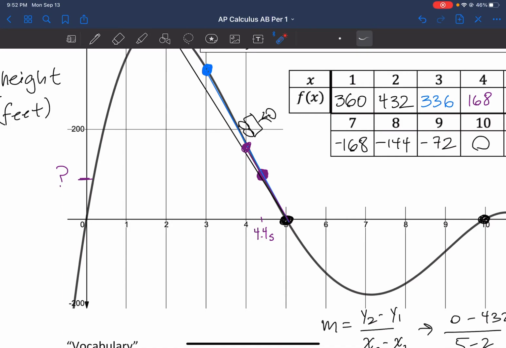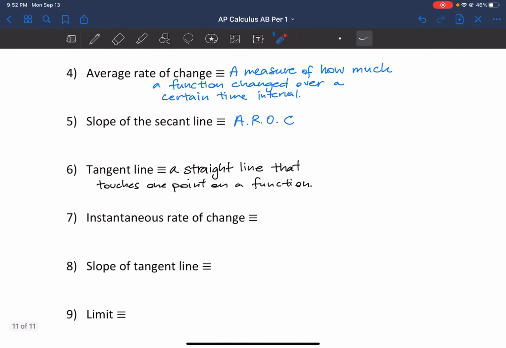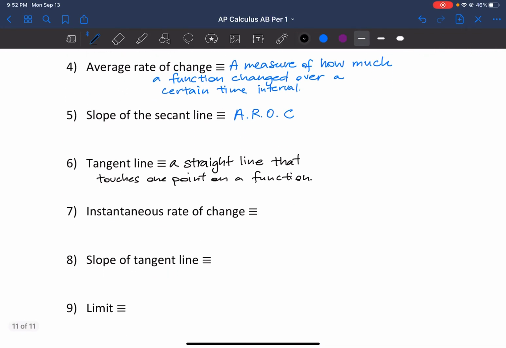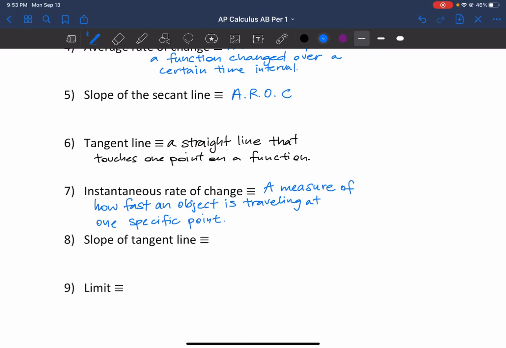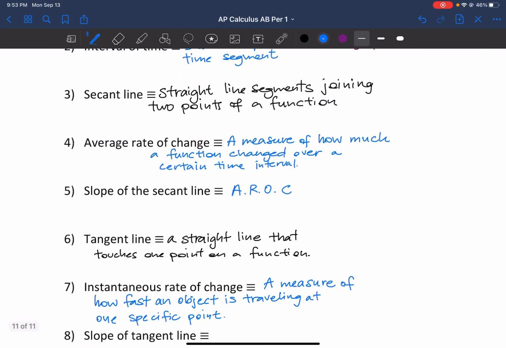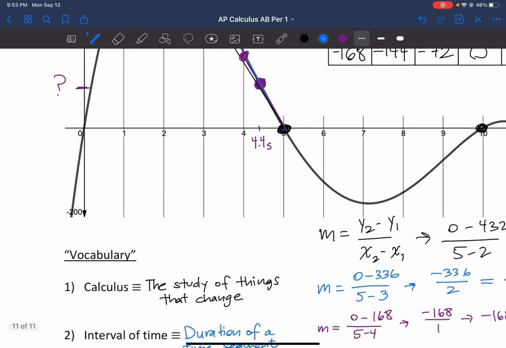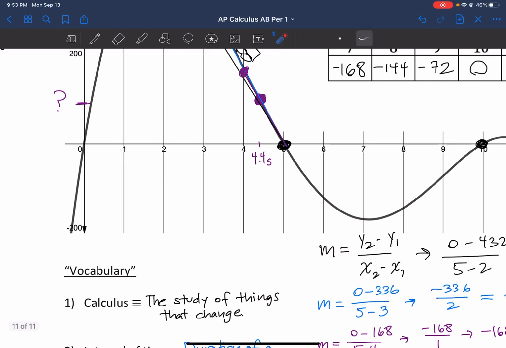Now, instantaneous rate of change is a measure of how fast an object is traveling at one specific point. A tangent line is a measure of how fast an object is traveling at one specific point. So in this case, I want to know the instantaneous rate of change when t is 4 seconds.